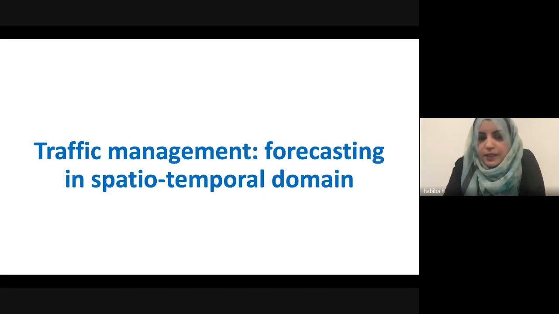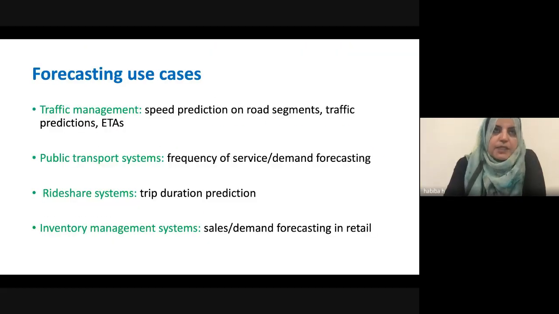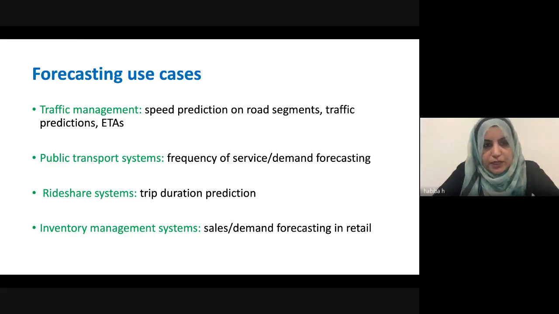Now, the last part is about this traffic management system that I helped build for the Transport for New South Wales. Actually, no, the one I'm talking about is the Sydney Trains project, which is about forecasting the frequency of services of the train lines. But before I get started on that one, I just wanted to give a short idea of where, in forecasting, deep learning on graphs can be useful.